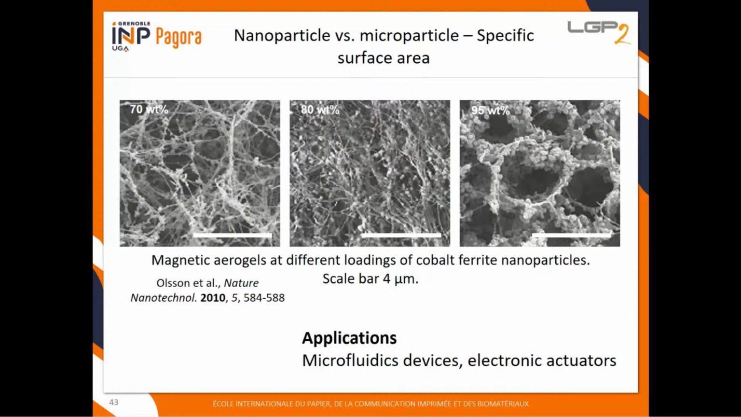Also, it's possible to fix or to attach some particles at the surface of these nanofibrils or microfibrils. You have one example here in which magnetic aerogel have been produced using cobalt ferrite nanoparticles, different contents, which are attached on the surface of the nanofibrils, with possible applications for microfluidic devices and electronic actuators.